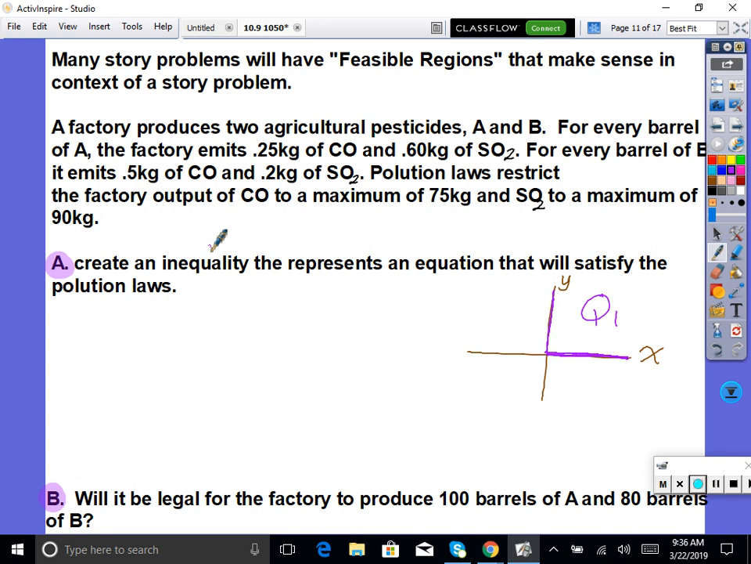Now in part A it says create an inequality that would represent an equation that will satisfy our pollution laws. So think about it. This factory is doing 2 pesticides and they're both putting out toxins into the air, correct? And it is illegal at a certain point to be putting out a certain amount of toxins. So let's set up an inequality that would help us know an okay amount of toxins to put in the air. So you would draw your little squiggly. Now what are we going to call x and y? A and B, okay, so x, y.